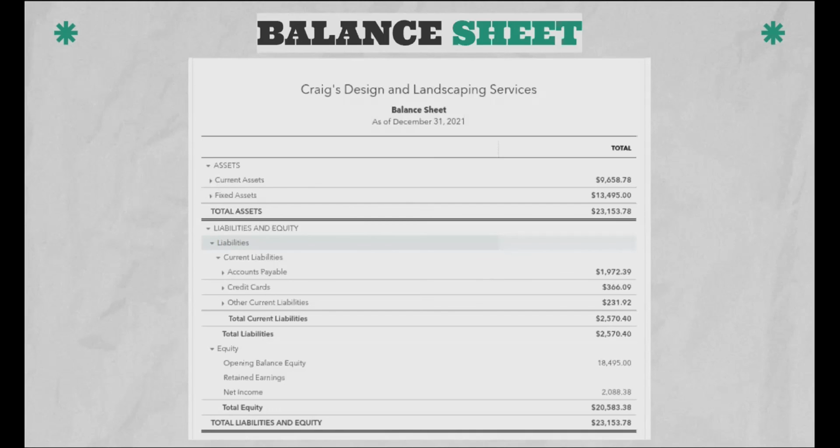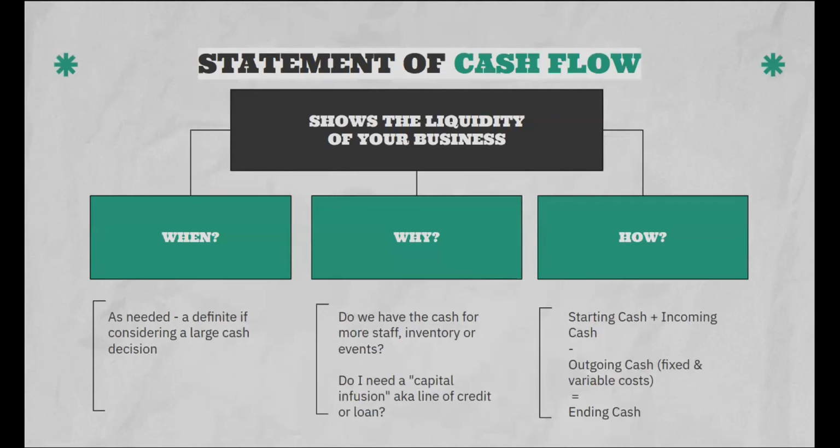And the last financial report that I wanted to show you guys was our statement of cash flow. So as I mentioned, really this shows the liquidity of your business. So the income statement showed our profits and our losses. Our balance sheet compared assets, liabilities, and equity. The cash flow is only going to show the liquidity or cash levels of the business. So when do we run this? This is more of an as-needed thing, right?